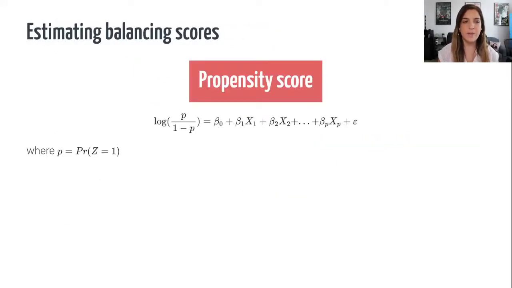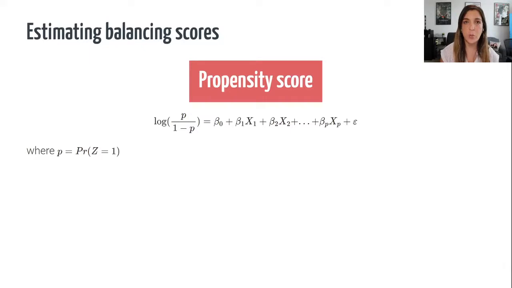Among the most famous balancing scores is the propensity score. You probably heard about this. Basically, the propensity score is a model for the probability of being in the treatment group. So how do we estimate the propensity score? We basically run a logistic regression.